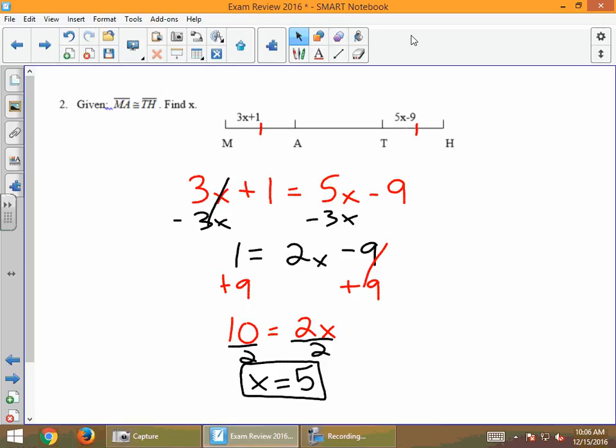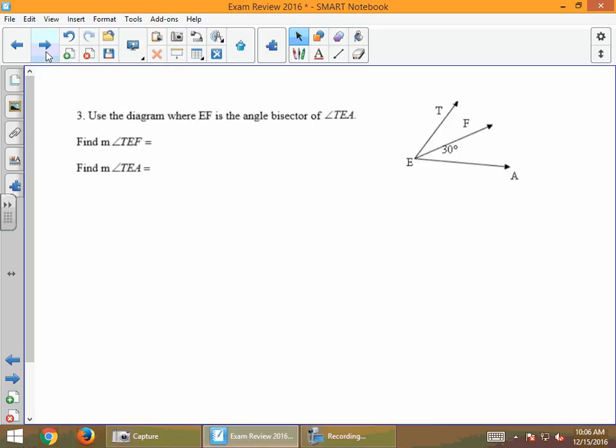Copy down set 3. If we look at 3, we want to use this diagram where EF is the angle bisector of TA. Well, what do we know about angle bisectors? What do they do to the big angle? Yeah, it cuts it in half. So if it cuts it in half, what do we know about these 2 little angles? Yeah, they're congruent. So if this angle is 30, what's this other angle also going to be? 30. So we know TEF is 30 degrees.